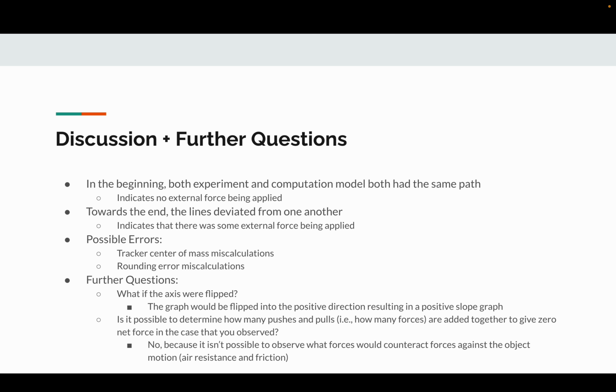Also, some may ask if it is possible to determine how many forces are added together to give a zero net force. The answer to that is no, because it is possible to observe what forces would go against the object's motion. And again, trying to observe air friction, air resistance as forces would be quite difficult to observe.